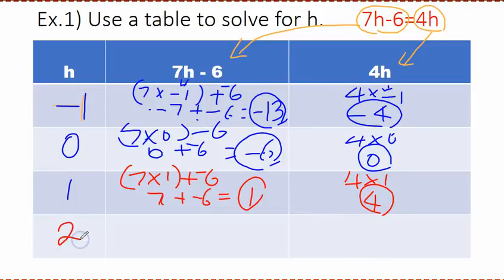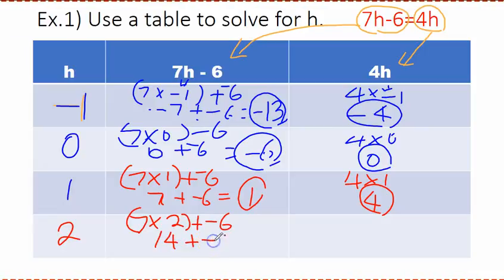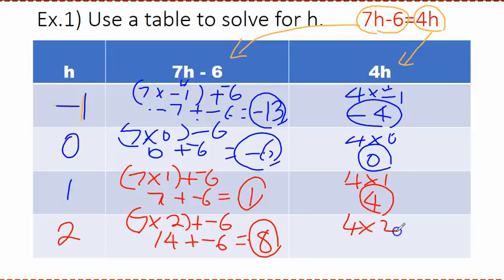Let's try 2. 7 times 2 plus -6. 7 times 2 is 14. 14 plus -6, or 14 minus 6, is 8. Here, 4 times 2 is 8. Ta-da! Here we have it. Both expressions equal 8 at this point.